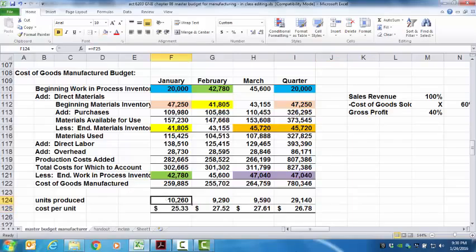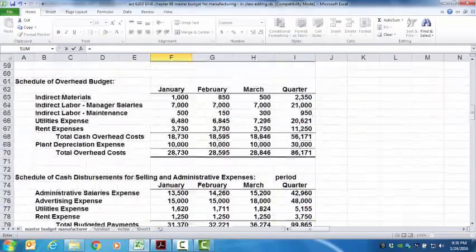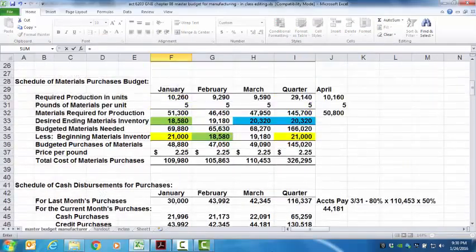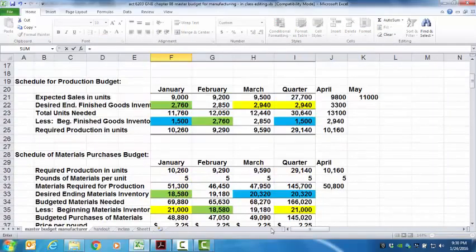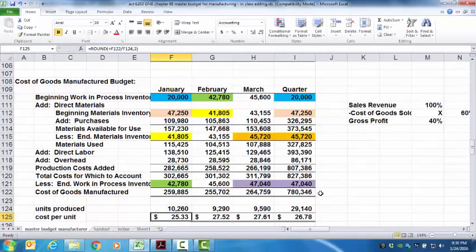Well, I'm going to go back and pick up my units produced, and of course, that's all the way back on my production budget. And you can see I'm doing a whole lot of references on this budget, but this is great because all these links allow me to instantly change these budgets as needed. Now, to come up with the cost per unit, you simply just take your costs and divide by your units.